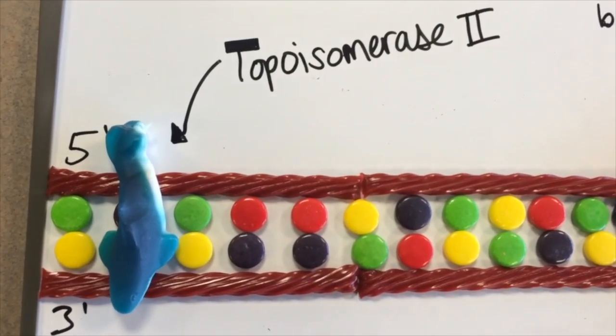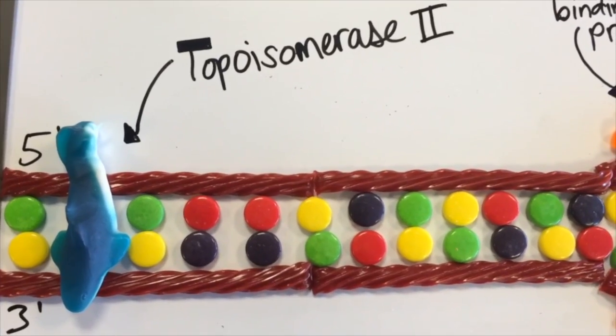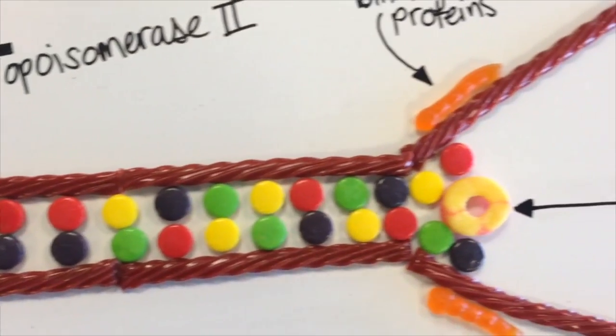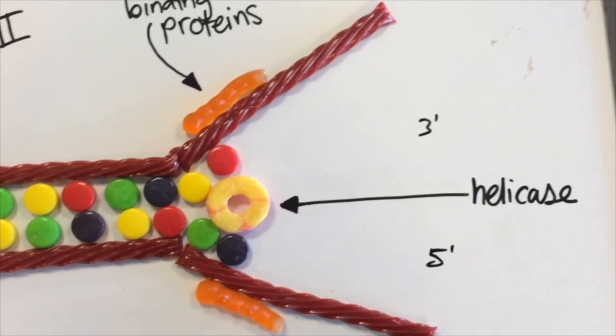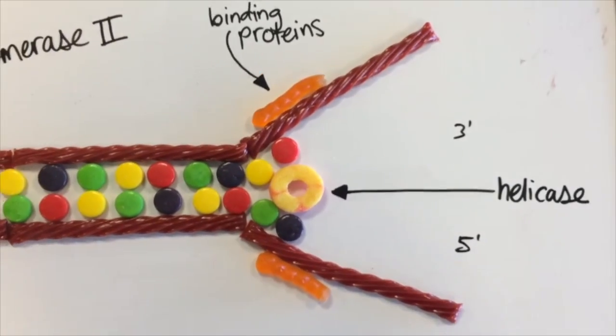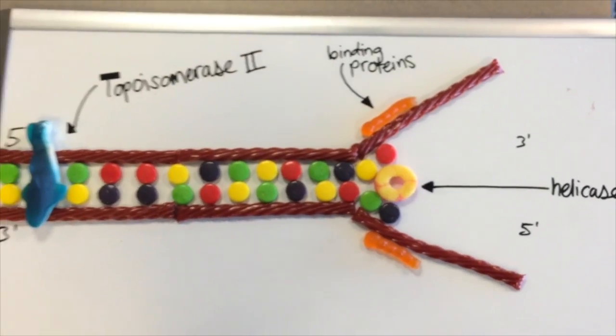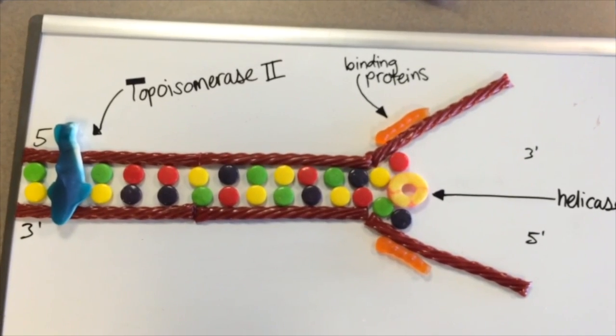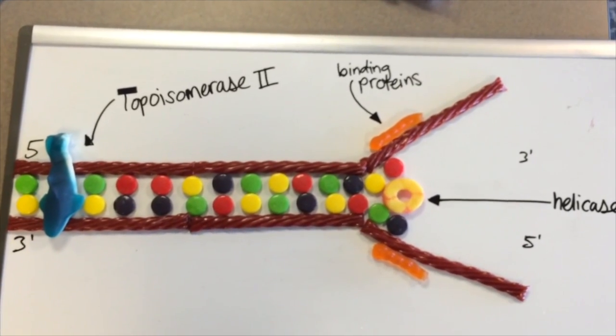Topoisomerase II comes along and relieves the stress of unwinding of the strand. Helicase breaks the hydrogen bonds between complementary nitrogen bases in the DNA and separates the strands like a zipper. All the while, single-stranded binding protein stabilizes the strands and keeps them from joining back together.